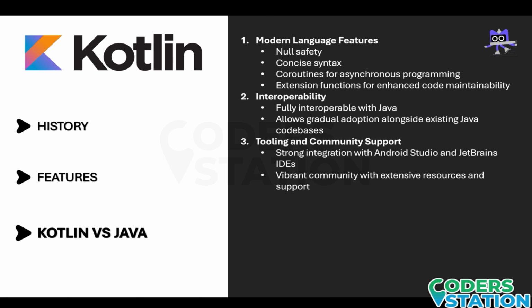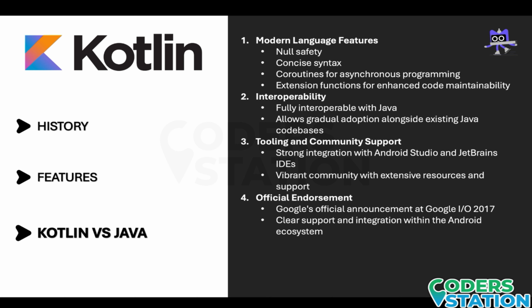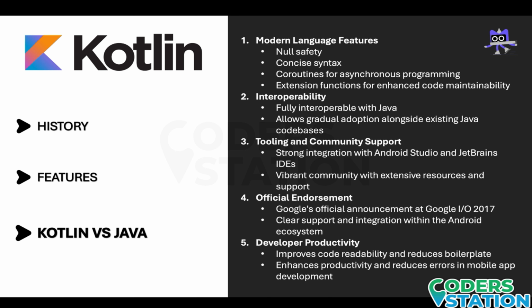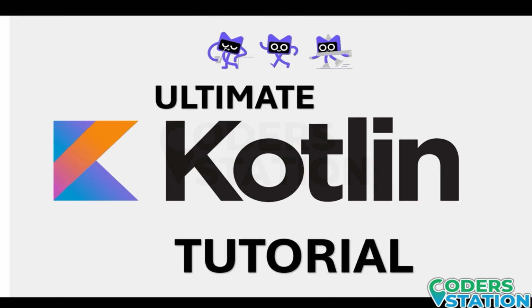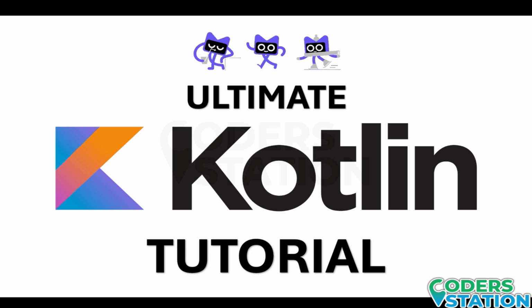Even Java has good community support, but the community of Kotlin is way better and more resourceful. It also had official endorsement by Google. Because of that, Kotlin became a very primary language to learn. And the developer productivity, which means that it had a smaller boilerplate, which led to improved code reliability and many more. So, in this video, we're going to see how to install an IDE for Kotlin development, and we're going to create our first ever project.